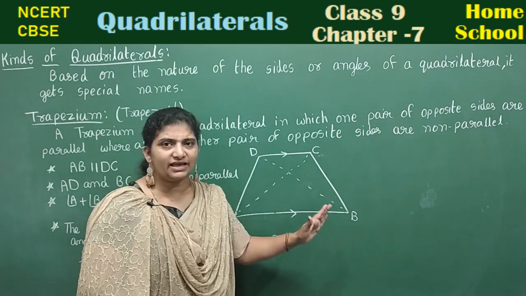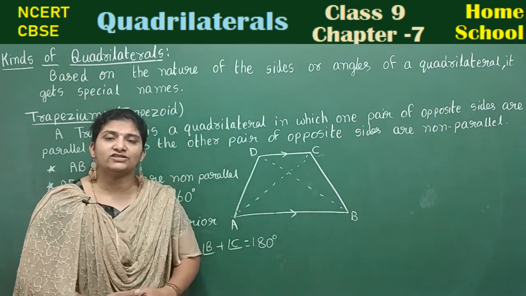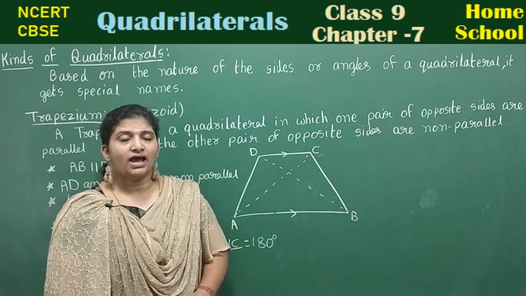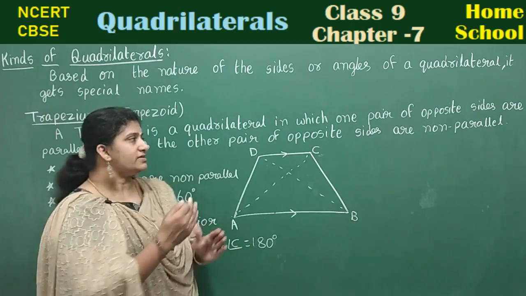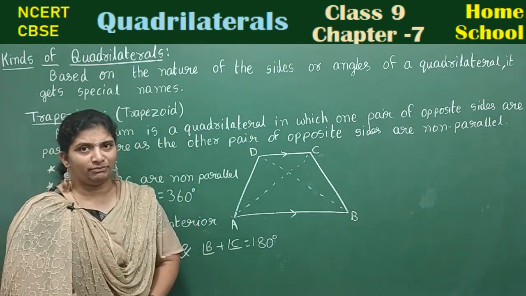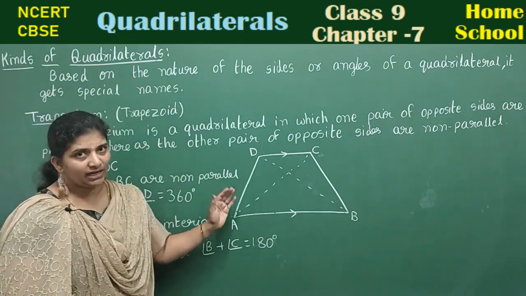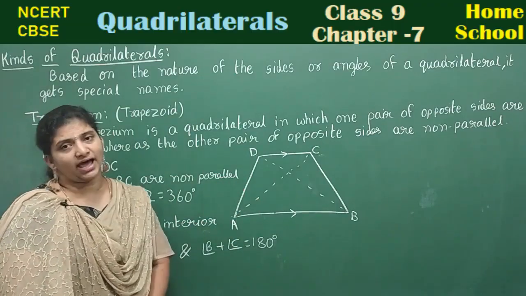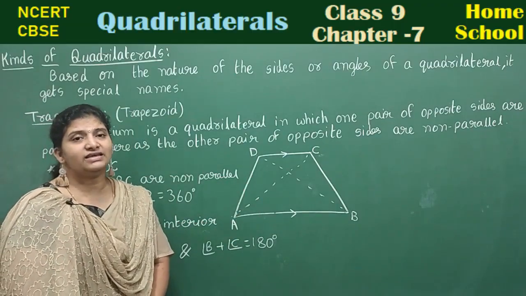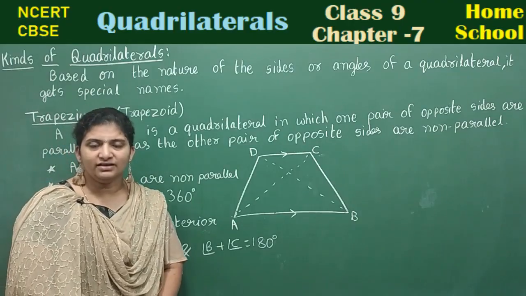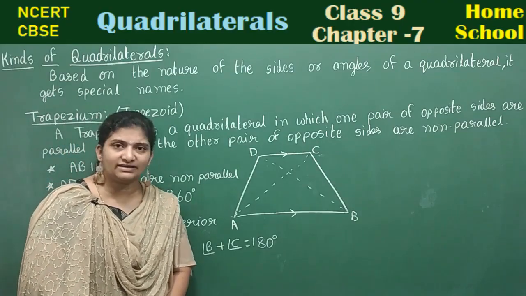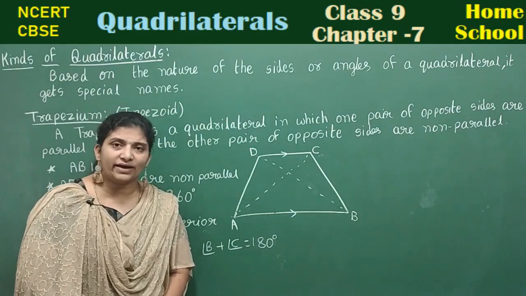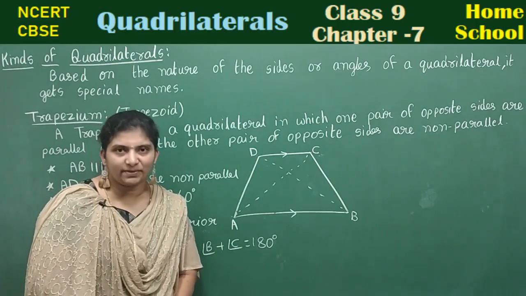If it is there, then we call it an isosceles trapezium. And for the isosceles trapezium, there are some extra points we need to remember. So once again, let's have a recap of the trapezium. Based on the nature of the sides or angles of a quadrilateral, this classification of quadrilaterals is done. And the first quadrilateral we are going to learn is the trapezium.